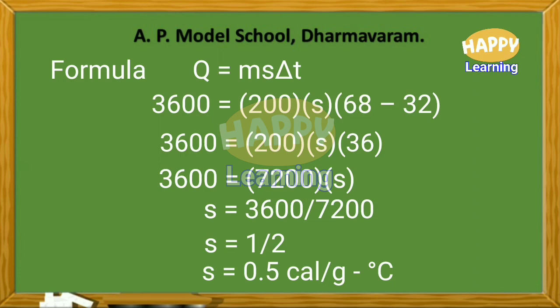As it is a specific heat and we have substituted all the values in CGS units, the unit for specific heat will be calorie per gram per degree Celsius. So the answer is the specific heat of the given material is S is equal to 0.5 calorie per gram per degree Celsius.